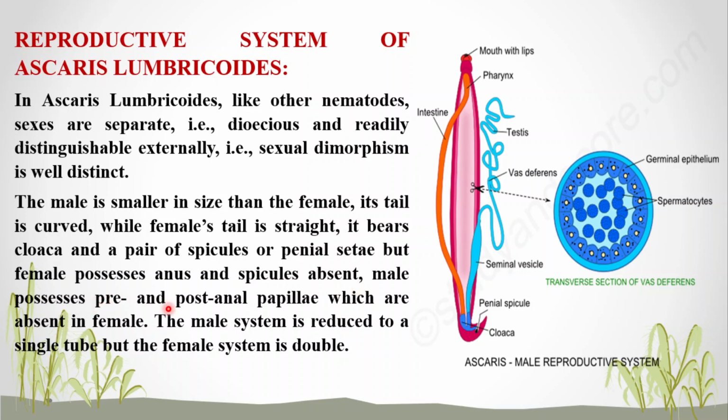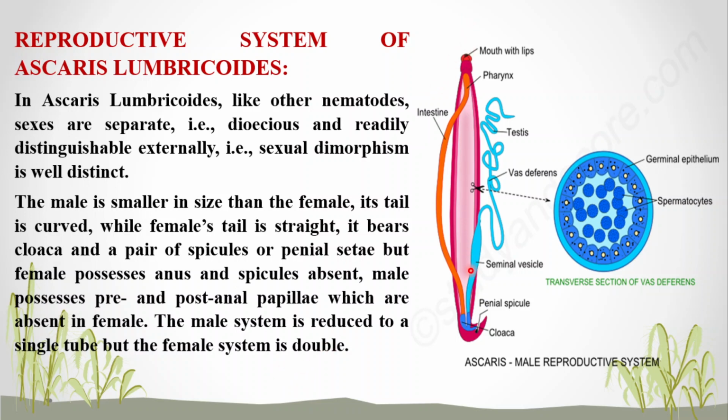Male possesses pre and post-anal papillae, which are absent in female. Again here the cloaca is present, the penial spicules or setae are present, and pre and post anal papillae are present in male reproductive organs, which are totally absent in the female reproductive system. The male system is reduced to a single tube, but the female system is double. So see the diagram here.